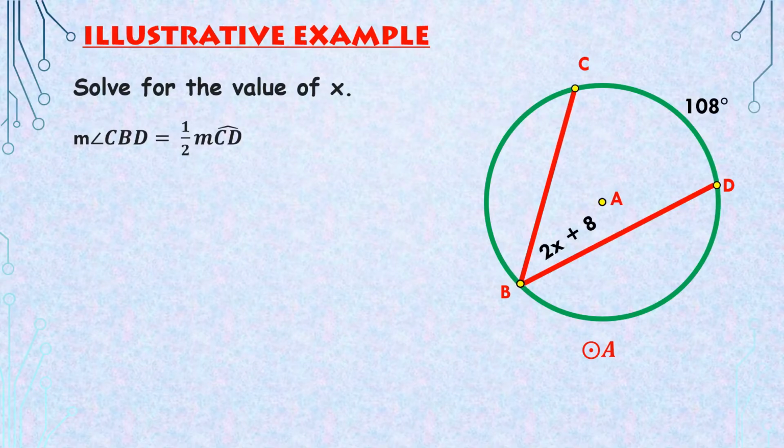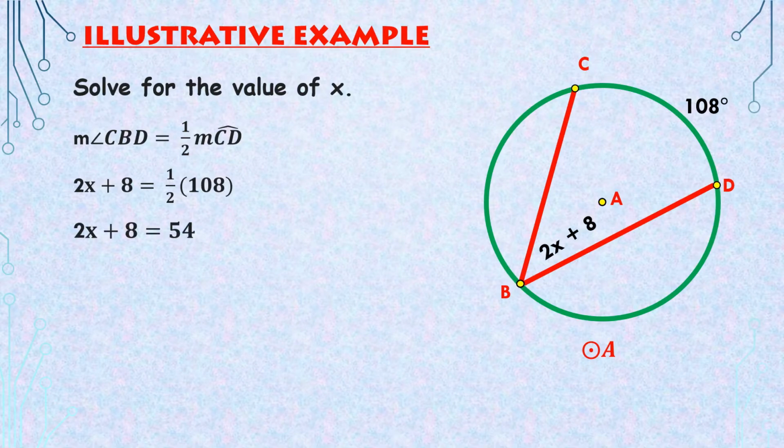Since the given measure for angle CBD is 2x plus 8, we can replace it with 2x plus 8. Then we're going to replace the measure of CD with the given measure, which is 108 degrees. So thus our equation will become 2x plus 8 is equal to 1/2 times 108. So to solve for this, we're just going to take 1/2 of 108. So our equation now will become 2x plus 8 equals 54.